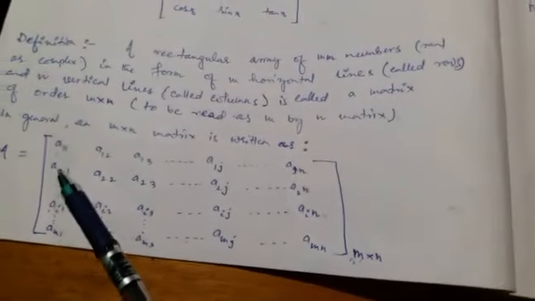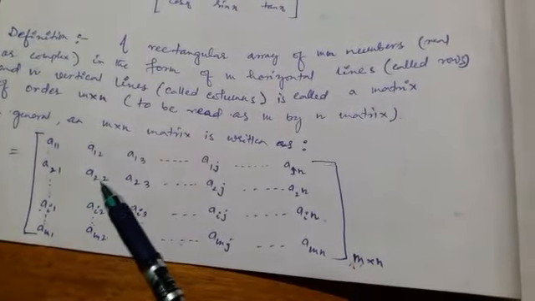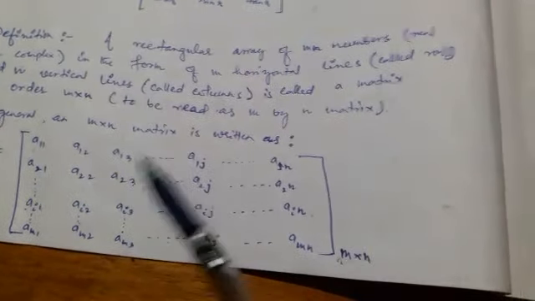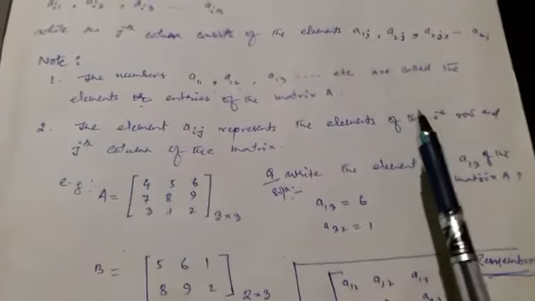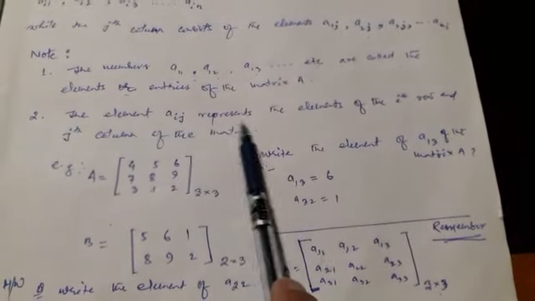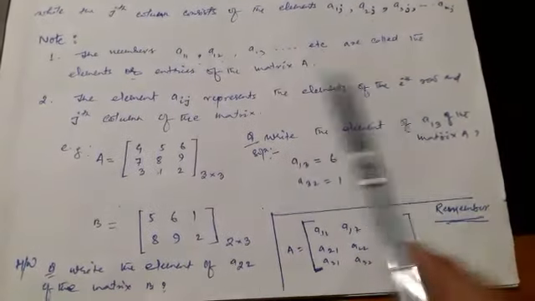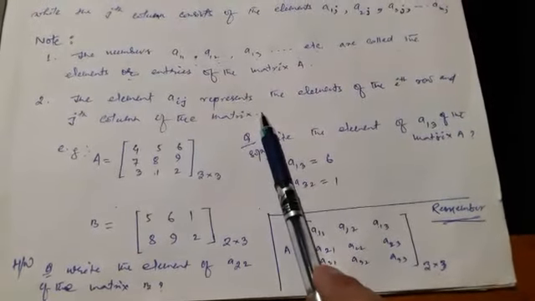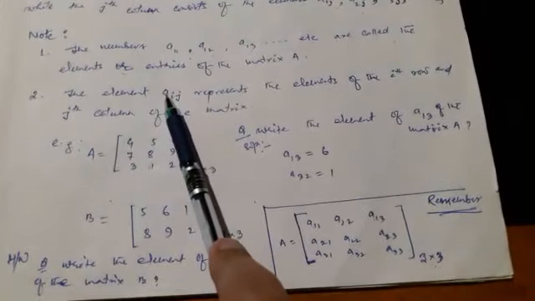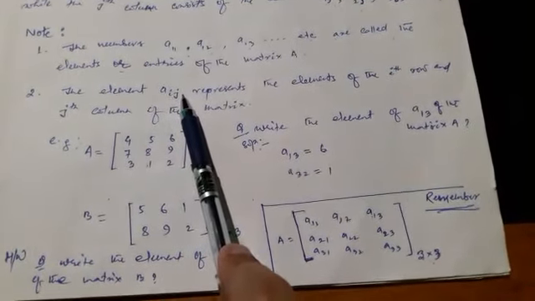See, these are the elements a11, a12, a13, a21, a22, a23. These are the elements or entries of matrix A. Note number 2: the element a_ij represents the element of the ith row and jth column of the matrix. Once again, i indicates the row, j indicates the column.